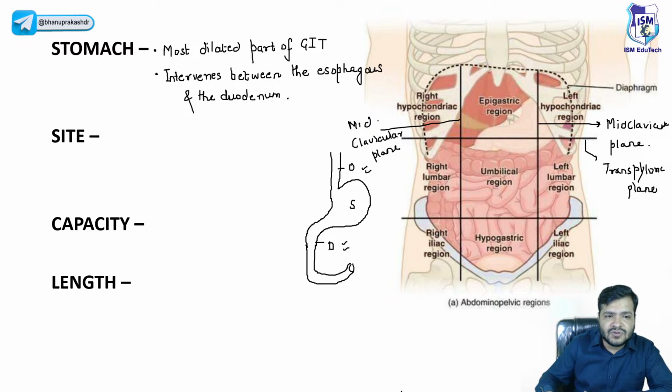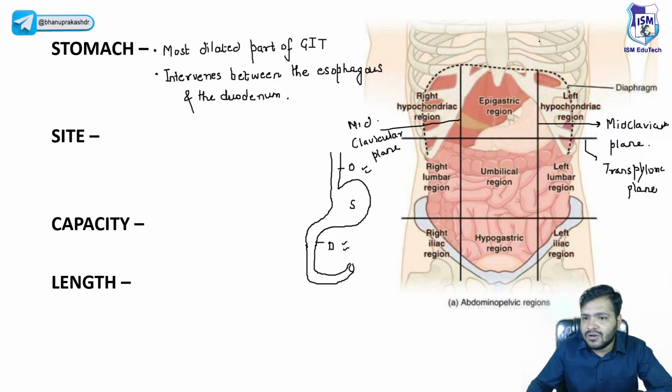Apart from that, just observing this diagram, I want the answer in the chat box, beta. Can you tell me the two regions in which the stomach is present? When I say site, I have already told you when I was discussing these planes, the areas of the abdominal cavity. I want to know in which region the stomach is present.